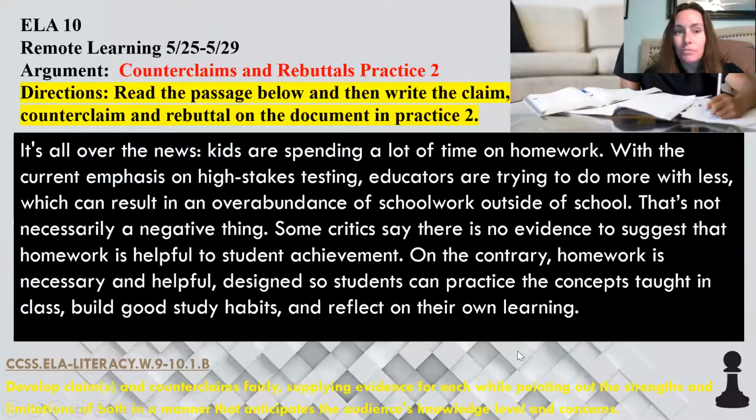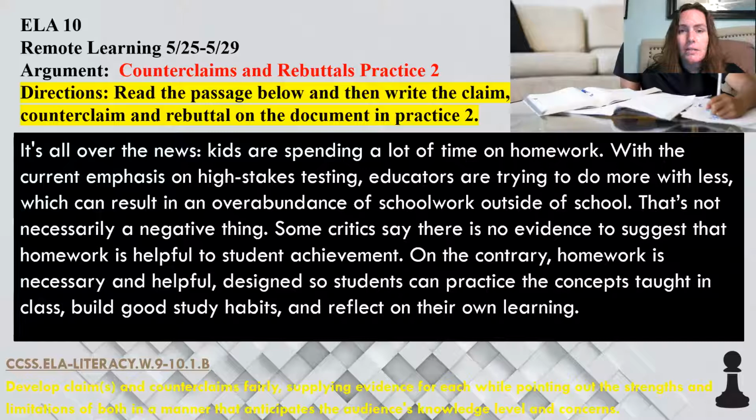All right, practice 2. It's another paragraph. Remember, we're starting off small, starting off easy. Same thing. You're going to identify the claim, counterclaim, and rebuttal in your document, and you're going to copy and paste that text. I'll just read the paragraph to help you out.